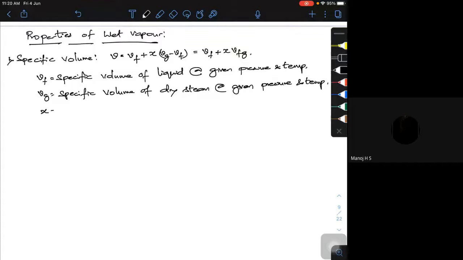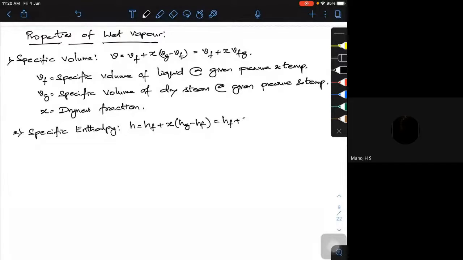I should be able to get these from the steam tables. And what is x? x is the dryness fraction, which we have already defined. Now, if I want to find the specific enthalpy of wet vapor or wet steam, H is equal to Hf plus x into (Hg minus Hf), or Hf plus x into Hfg. That's how I can find it.